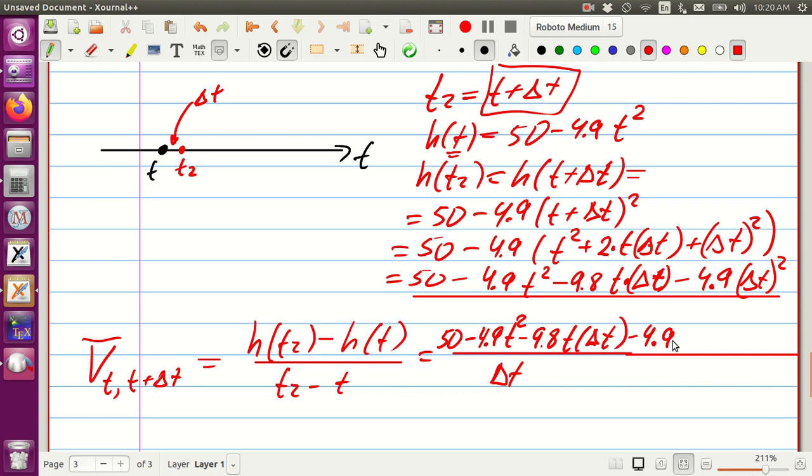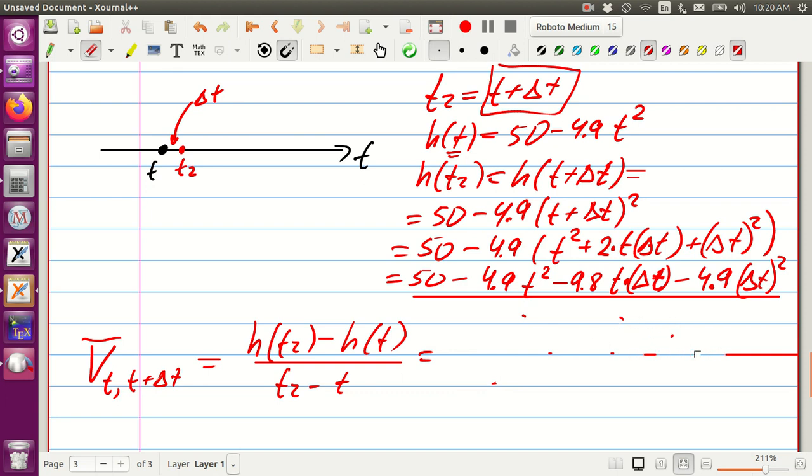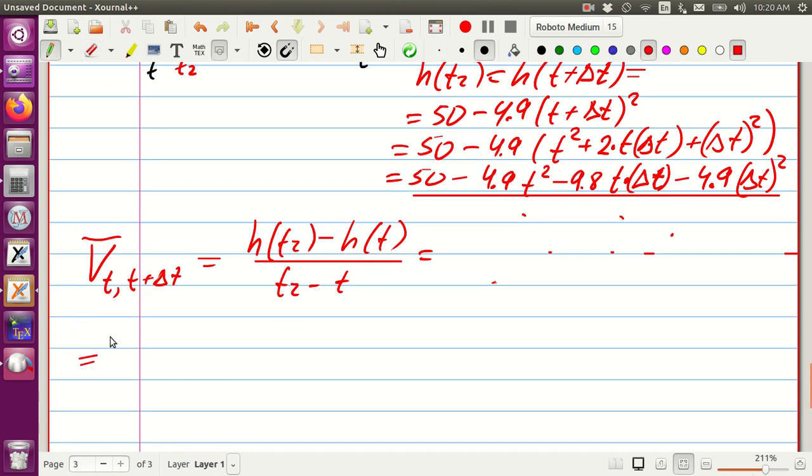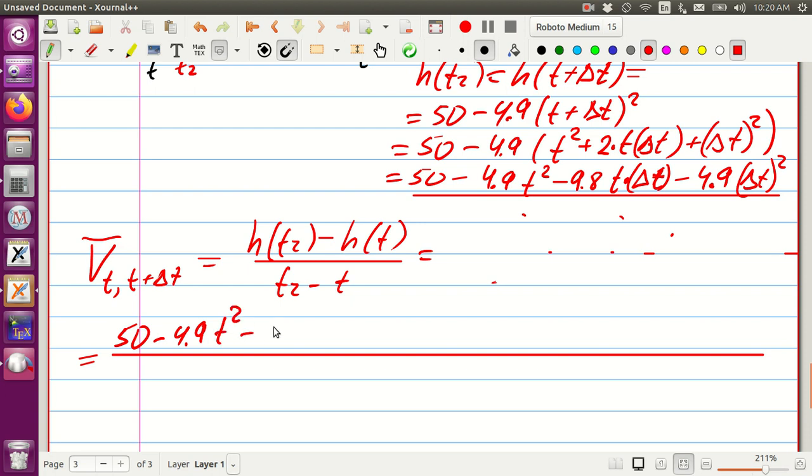minus 4.9. Oh, I'll probably have to move to the next line because I don't think I will be able to fit everything in over here. So let me erase it. The line will be really, really long. So let me move it over here so we have a bigger space. So we have 50 minus 4.9 t squared minus 9.8 t delta t minus 4.9 delta t squared. Then there is a minus from here.